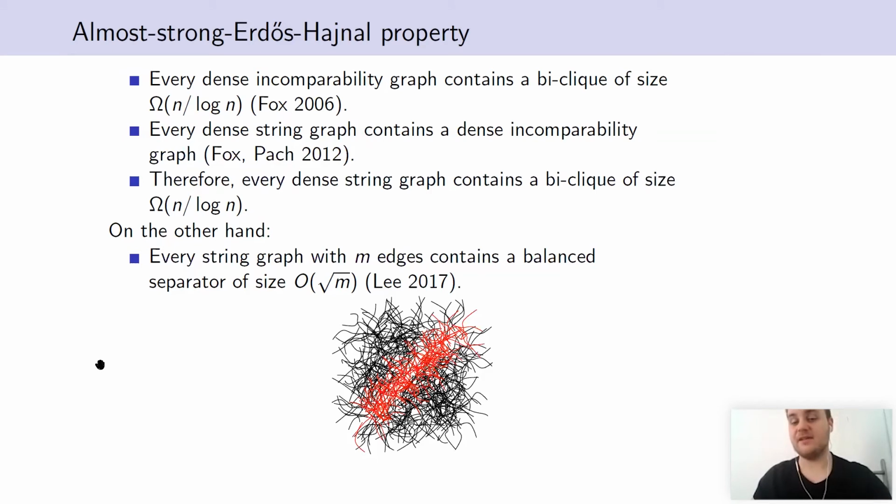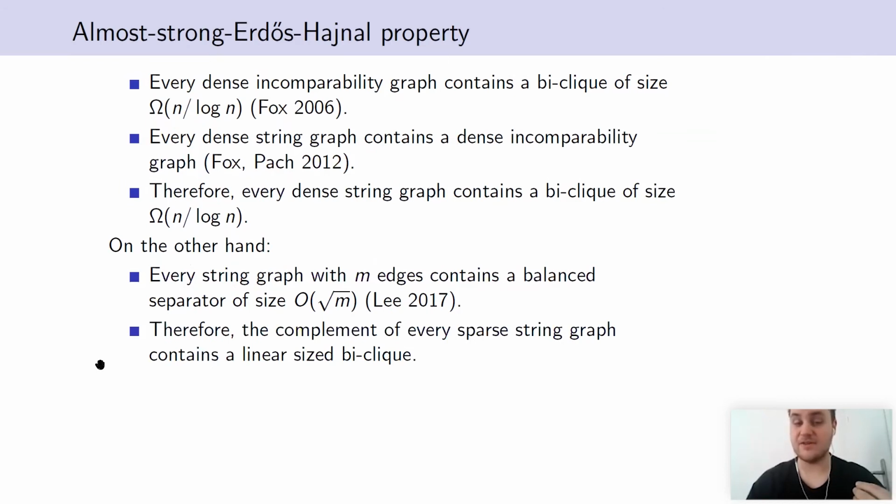That is, you can find this small collection of curves, namely these red curves, such that if you remove these red curves from your picture, then the remaining collection of curves falls into a bunch of parts, such that there are no intersections between the parts. But then this immediately gives you a linear size bi-clique. So this tells you that if your string graph is sparse, then you can find linear size bi-cliques in the complement.